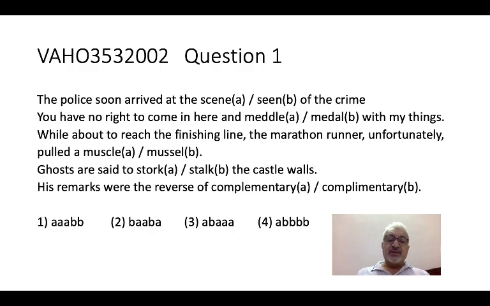The last one is, his remarks were the reverse of A or B. Yes, B is the answer here. Look at these two words, complementary. The difference is only of E or I. And when we look at the B part, it says complimentary. When it is complimentary, it means it is full of praises. To pay a compliment is to praise somebody.